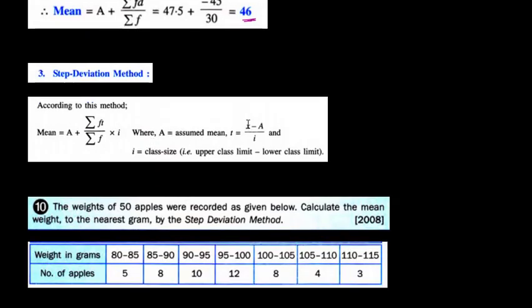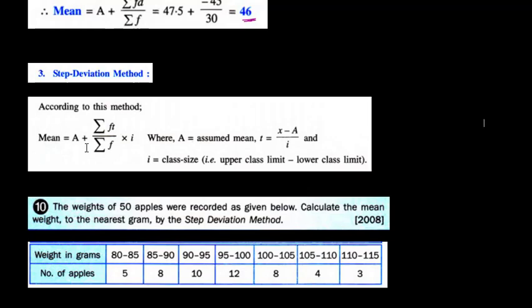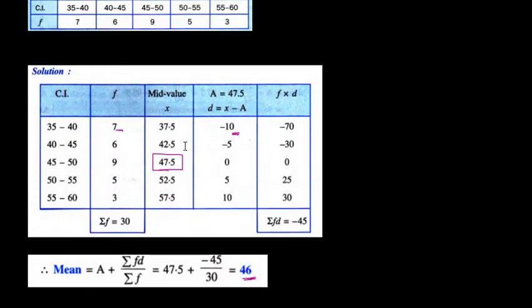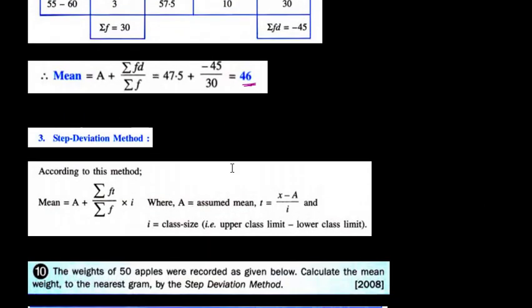And last is the step deviation method. In the step deviation method, the formula is a plus summation of f into t divided by summation of f, into i. Here a is the assumed mean and t is x minus a divided by i. So we use the step deviation method when, after calculating this d value, we find that the values are divisible by some number, then we divide them by that number and we get this value t.